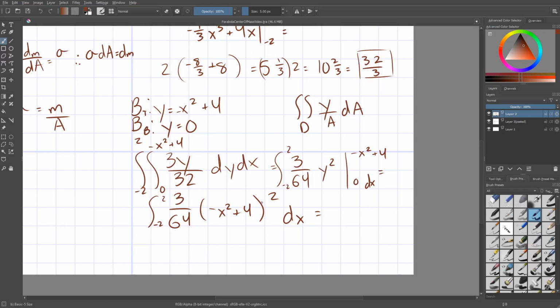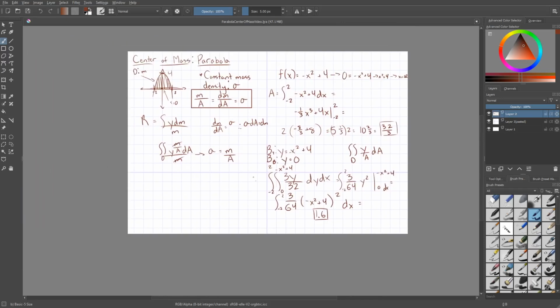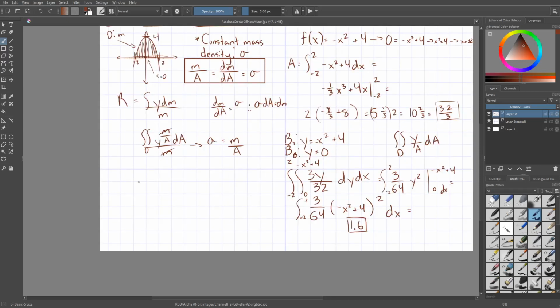Negative 2 to 2, 3 over 64. And I end up getting the solution 1.6. This represents the y-coordinate of my center of mass. So in order to fully write out my center of mass coordinates, of course, you write it out as an x and y coordinate, so it's 0, 1.6. And there we go.